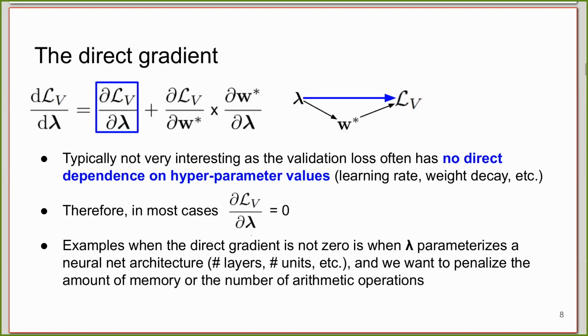So how do you calculate this? There are different terms in this expression. The first one is the gradient of the validation loss with respect to the hyperparameters, the direct contribution of the hyperparameters to the validation loss.